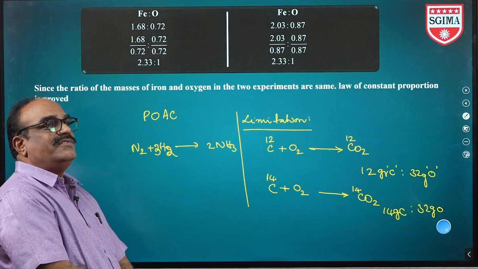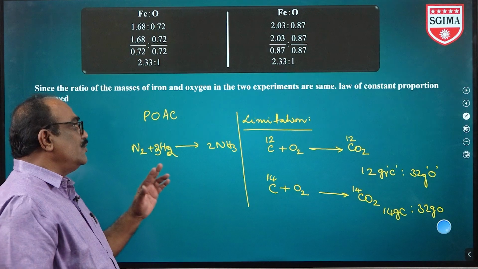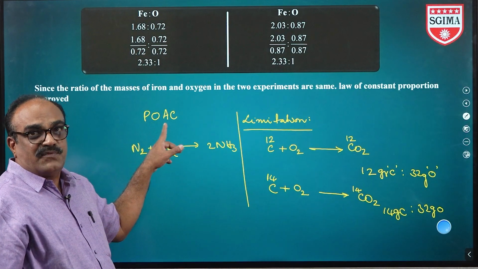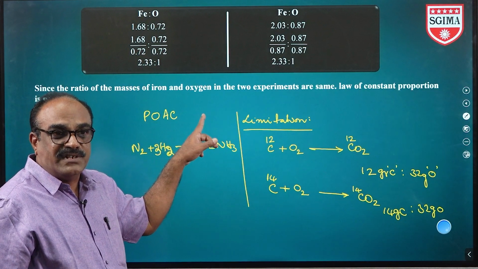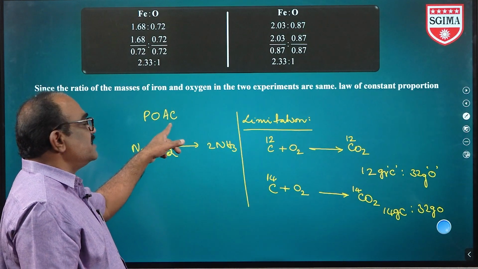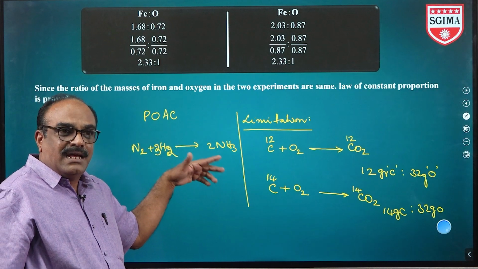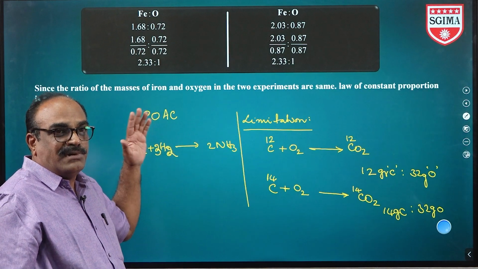So, the first two rules which we learnt: one, the law of conservation of mass; second, the law of definite proportions. Both of these led to the proposal of the principle of atomic conservation, POAC. In future, we are going to use this POAC method in the balancing of chemical reactions and also in making certain stoichiometric calculations.